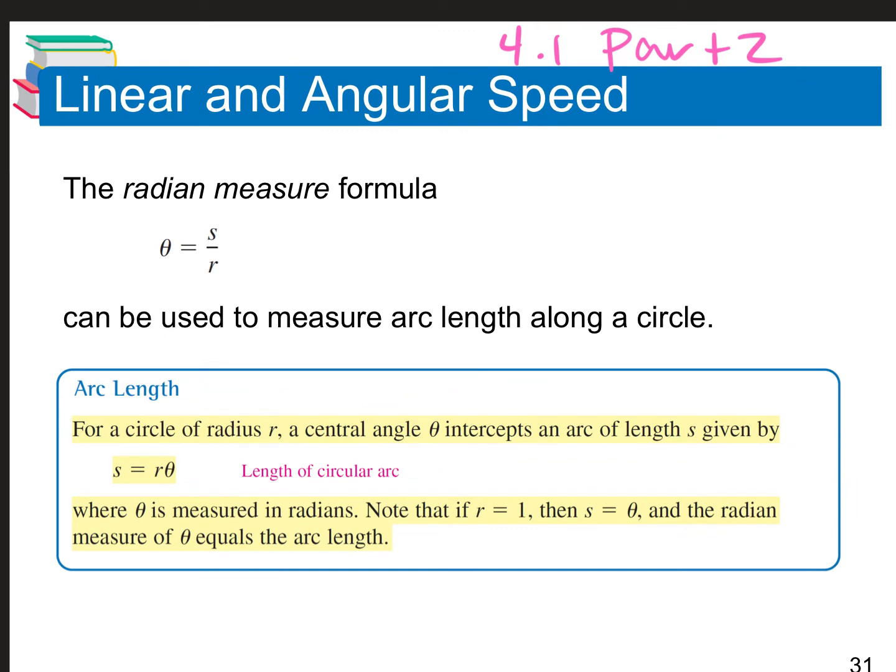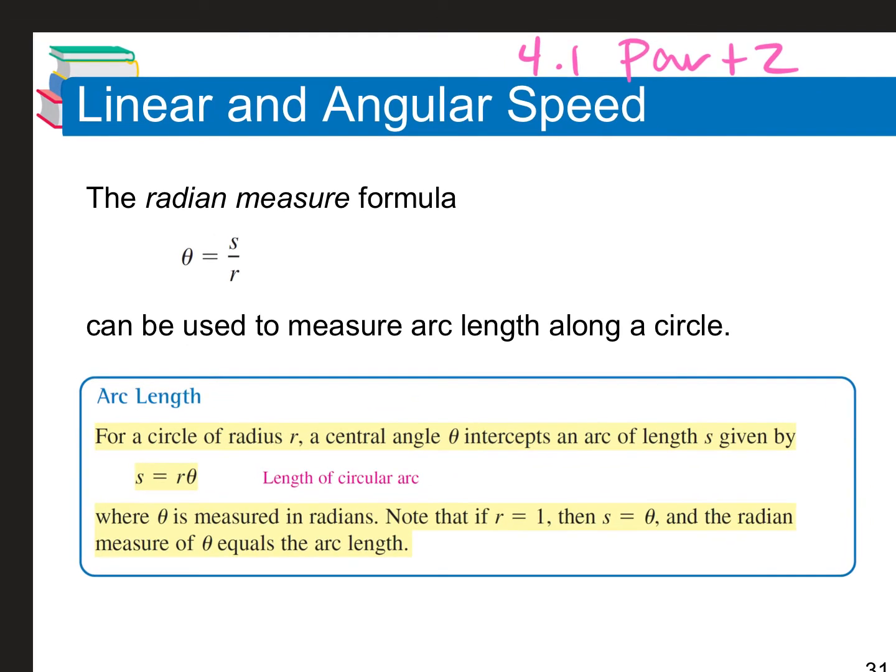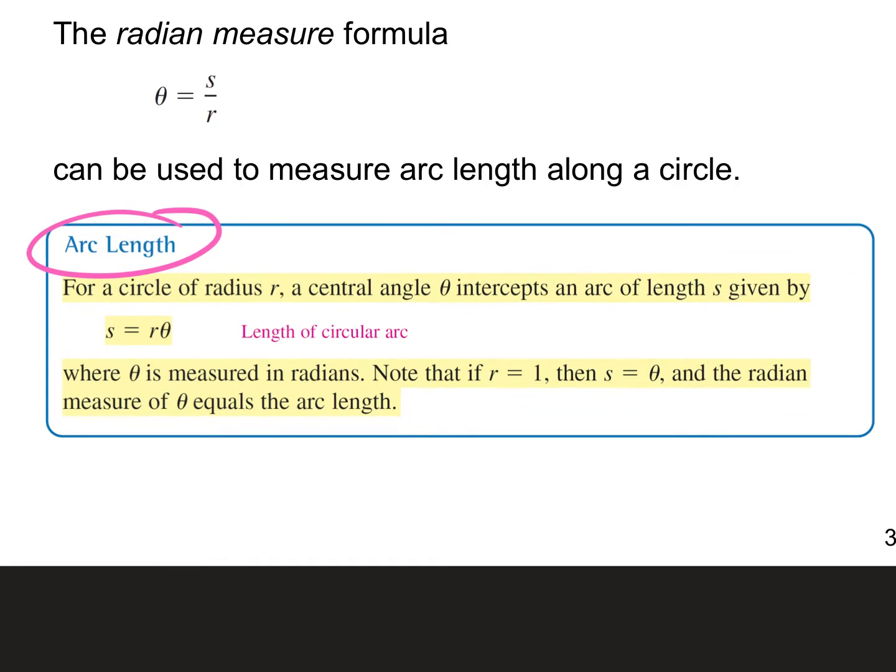All right, so we're going to talk about linear and angular speed. We talked about our arc length formula in the first part. Our arc length formula is this: S is our arc length, so S is equal to R times theta, where R is our radius and theta is the central angle.